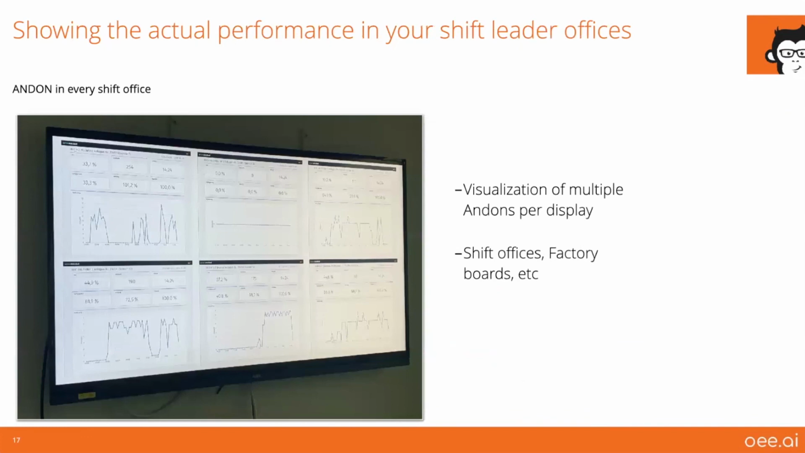Of course, you can also have these andons on big screens and aggregate them together in the shift office. So all the shift leaders can have a look and see which lines are running and which are not.